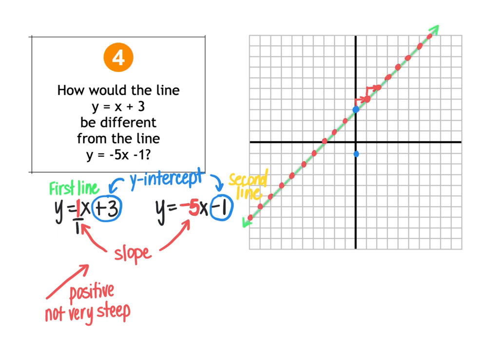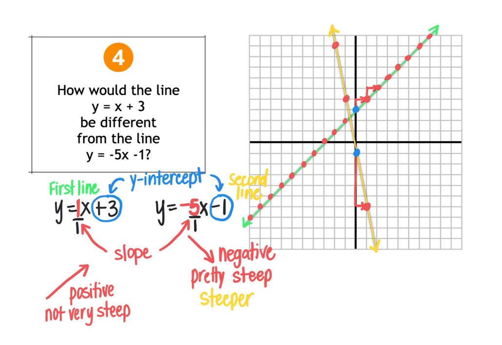Our second line, though, is going to be pretty steep. It has a slope of negative 5 over 1. So this slope is going to be going down 5 and over 1 each time. This line is going to have a negative correlation. So the second line is steeper than the first line, but the first line has a positive y-intercept, while the second line has a negative one. The first line has a positive slope, so it's going up from left to right. The second line has a negative slope, so it's going down from left to right.